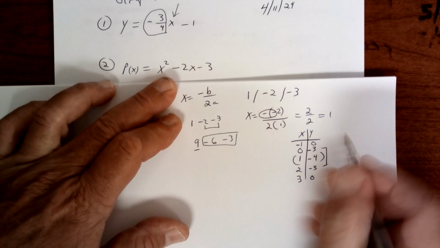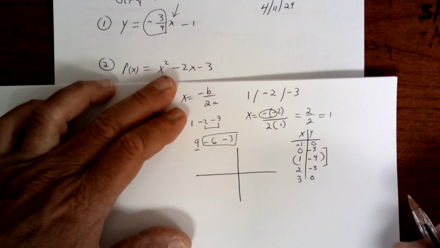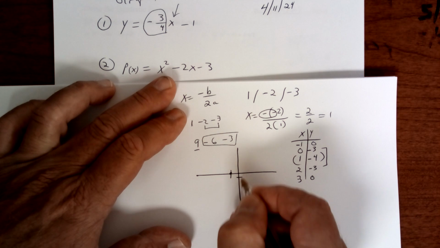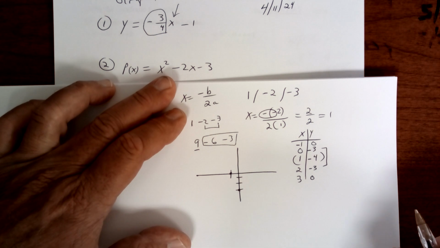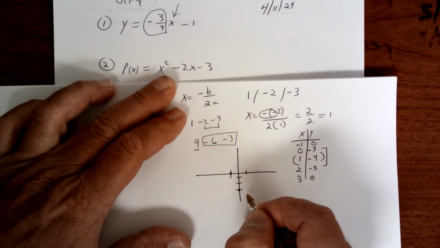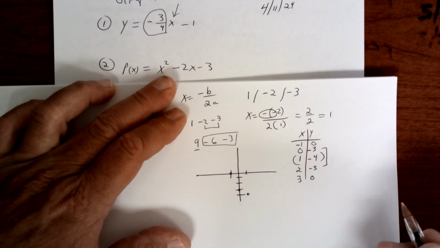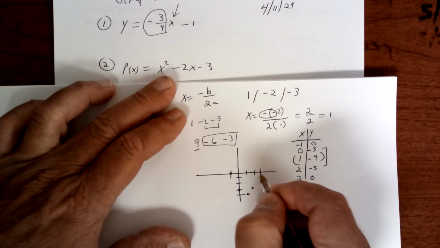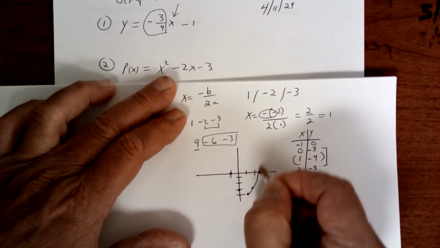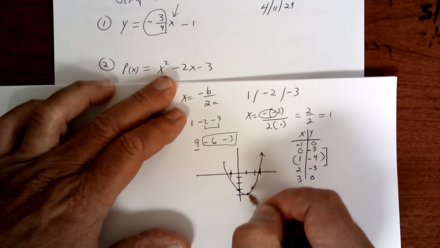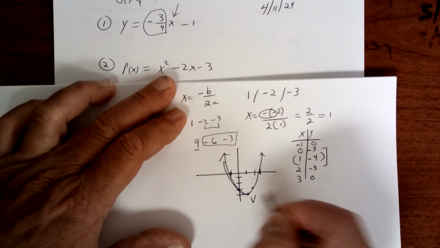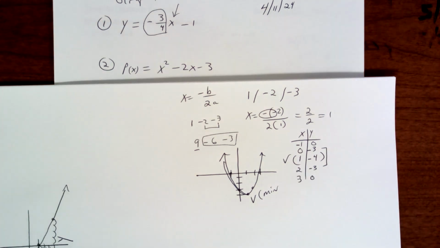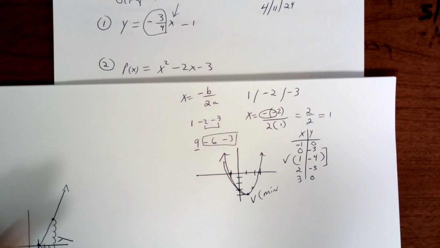So when you graph this, it should be a U. So negative 1 up 0, over 0 down 3, over 1 down 4, over 2 up 3, and then over 3 up 0. So this is going to be a U shape here. And I want you to label your vertex right here. So your vertex is a minimum. That's your vertex. Any questions on how to do that? Got to memorize that formula.